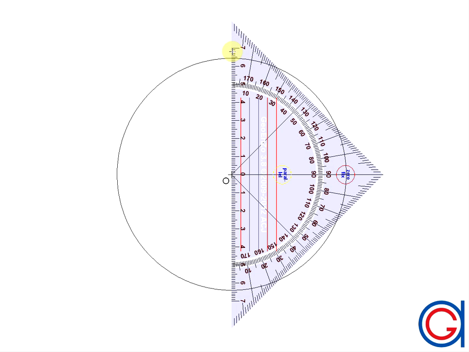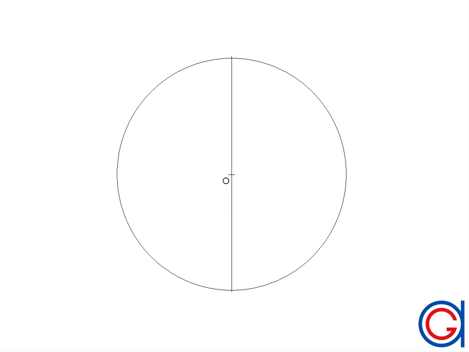Hello, let's draw a square inscribed in a given circle. The first step is to draw a vertical diameter, as shown here. This diameter intersects the circumference at 2 points, which we will call A and C.